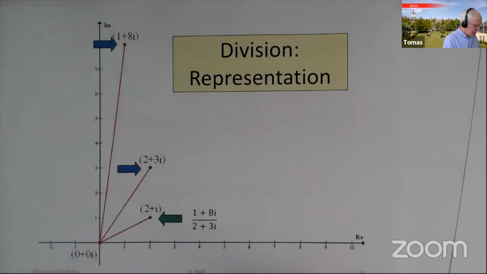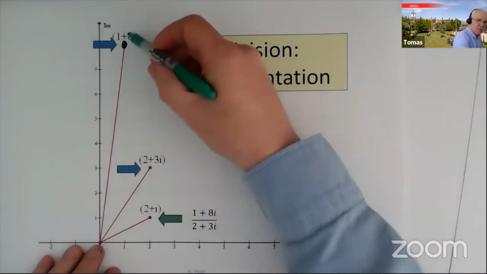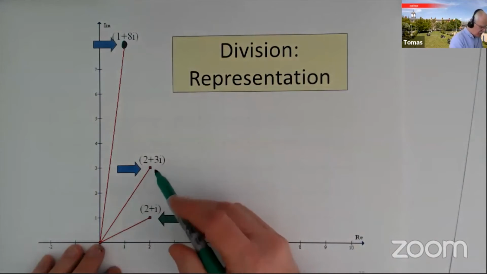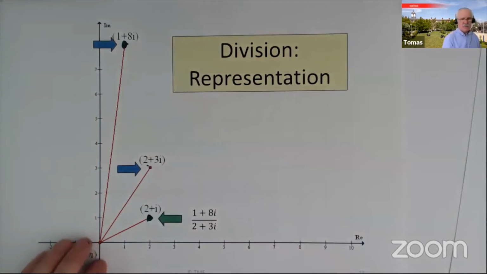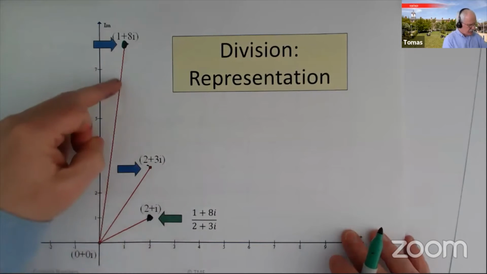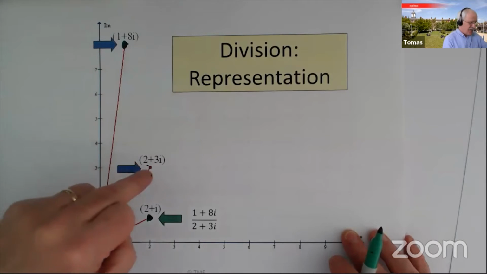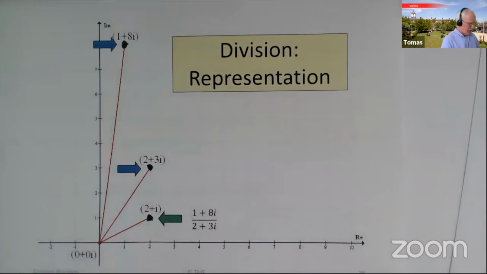So effectively, if I divide 1 plus 8i by 2 plus 3i, using the trick of the complex conjugate, I end up here. So this divided by this gives us this. Again, it's sort of strange. A number somewhere out there divided by a number somewhere out there gives us a number somewhere out there.